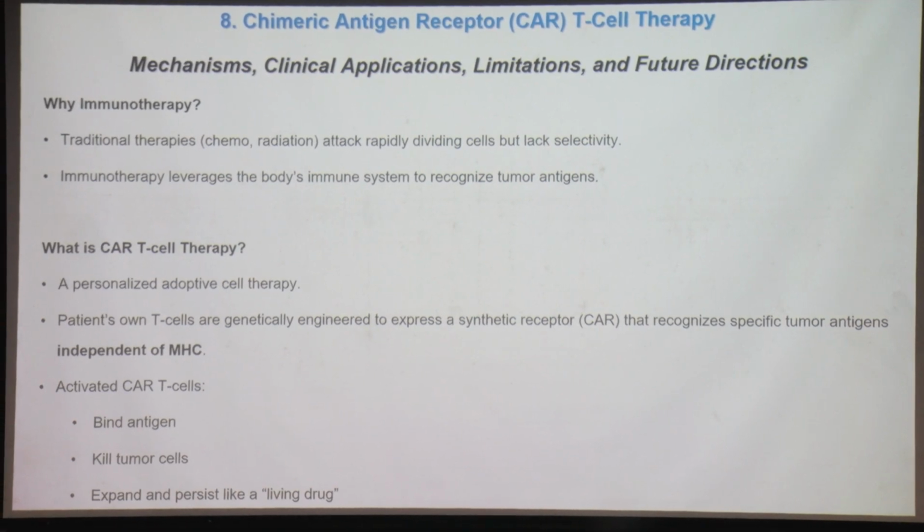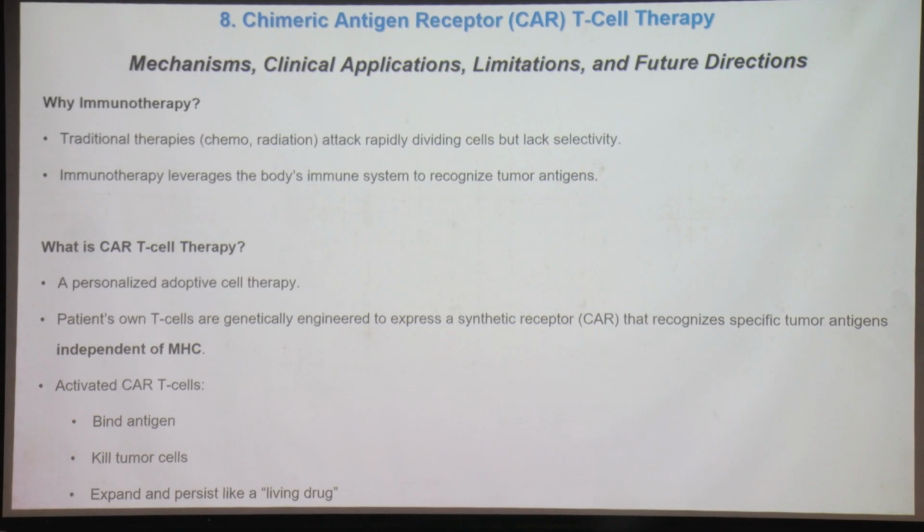Why is it personalized? Remember precision and personalized. Personalized is that individual person. So we go and see what exactly is the tumor, what is the specific antigen in that tumor, and then we make a receptor for that antigen, okay? And then we make a T cell.